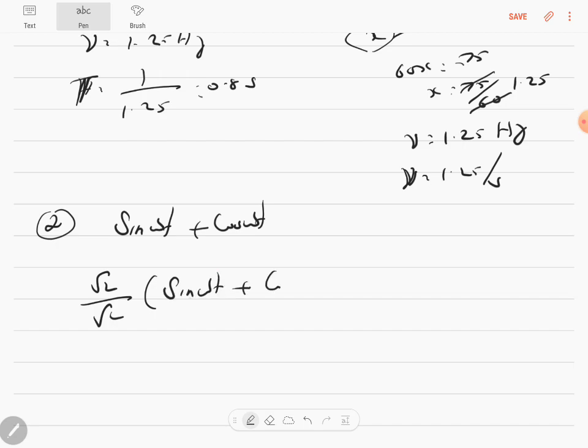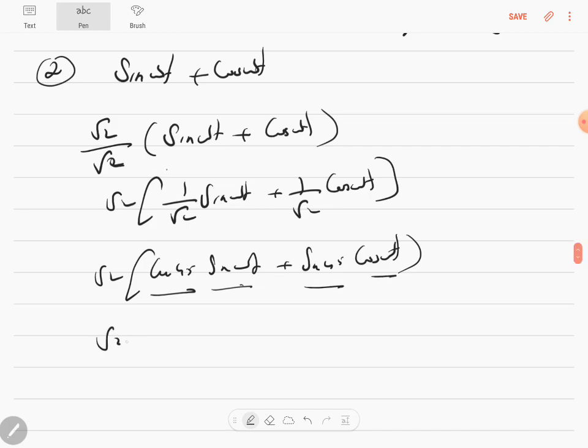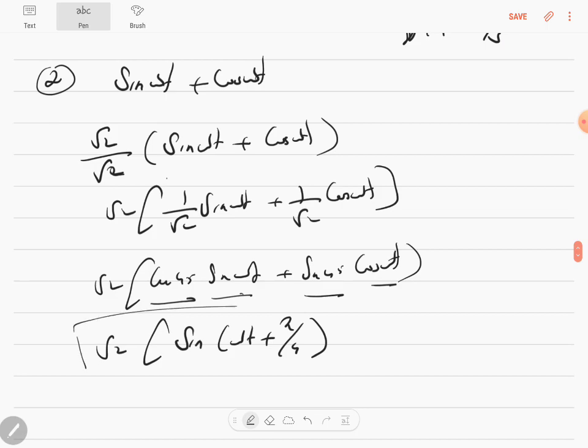A sin omega t plus cos omega t. Take only this 1 by root 2 inside. It's 1 by root 2 into sin omega t plus 1 by root 2 into cos omega t. You can write this 1 by root 2 as cos 45 sin omega t plus sin 45 cos omega t. So that this is of the form sin A cos B plus cos A sin B, which is sin A plus B, which is sin omega t plus 45, which is pi by 4. I told you 45 degrees is pi by 4. So we have now got it into one single sine function.